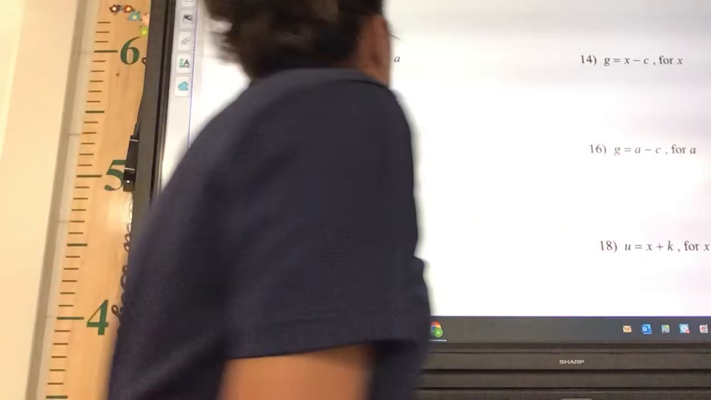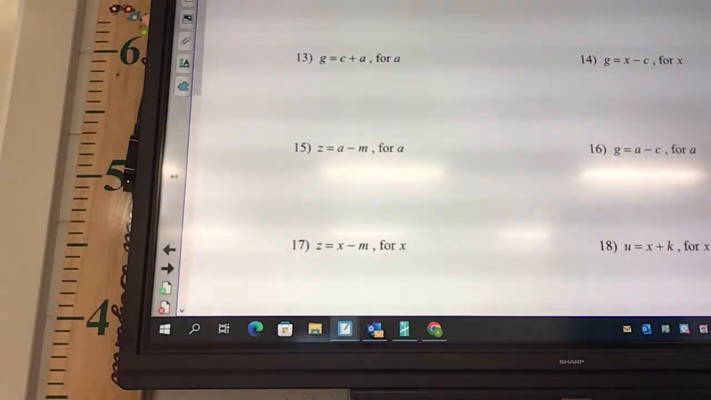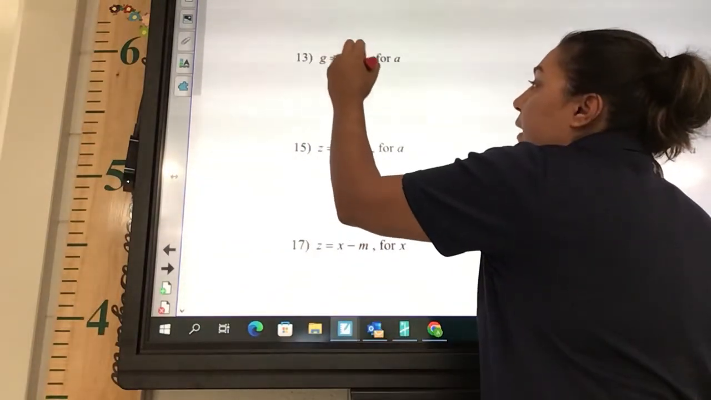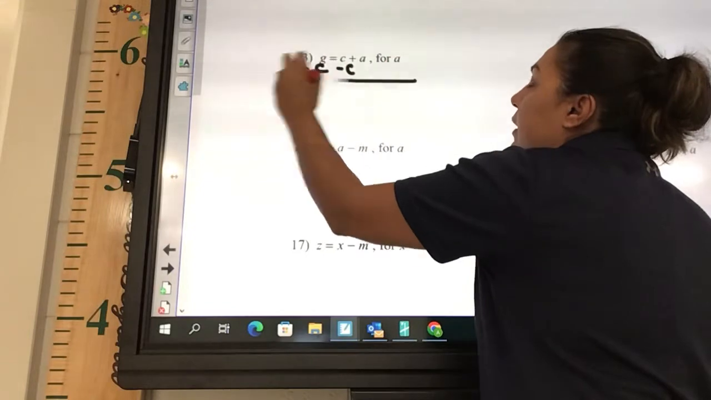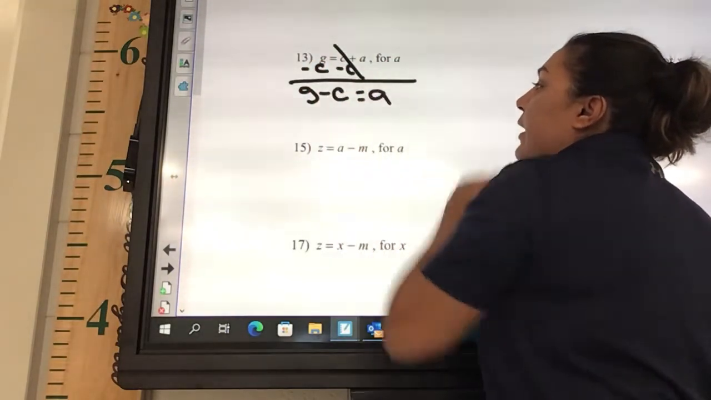Okay, look at the back. I got g equals c plus a. I'm solving for a. Okay, so I need to move everything away from the a. So I'm going to say minus g, or minus c, I'm sorry. Minus c, minus c. So on this side, I got g minus c equals a.